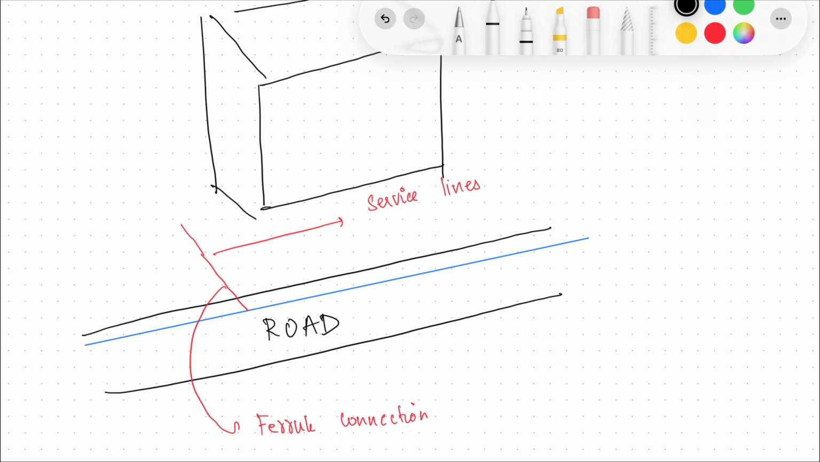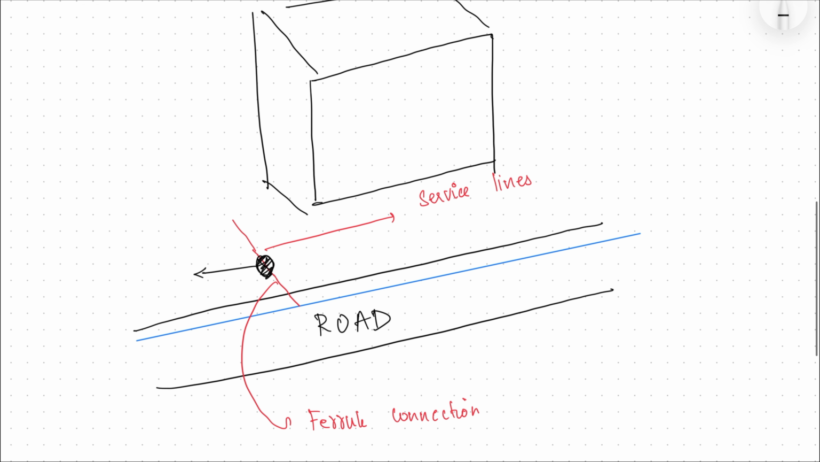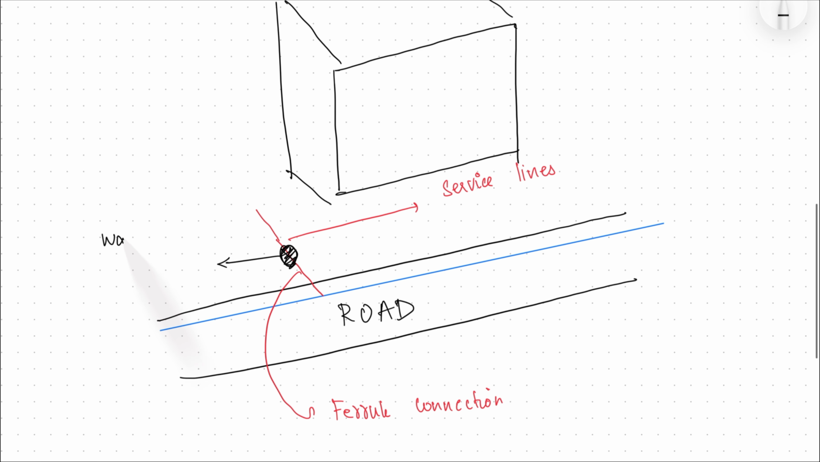In this service line, we have two things. Okay, so one is your water meter, which measures the amount of water that you are consuming, and it also has an opening or closing, which is a control valve, which lets out the flow of water through your building.